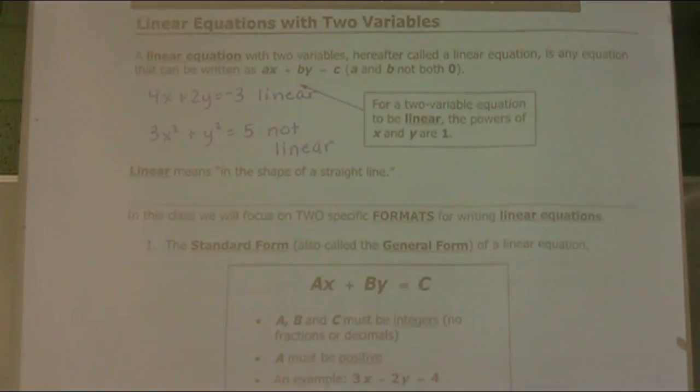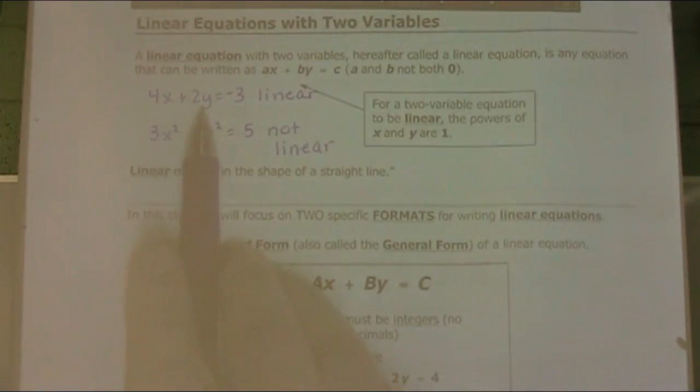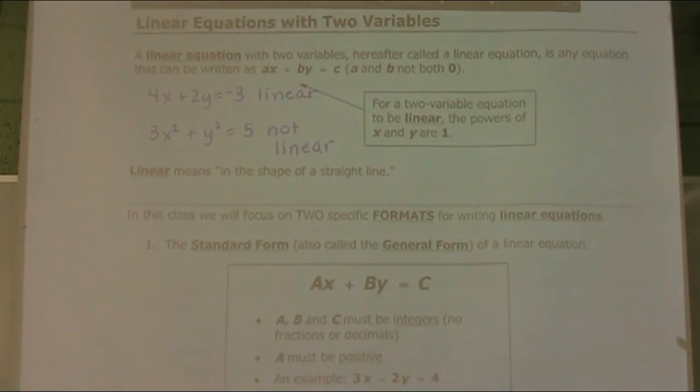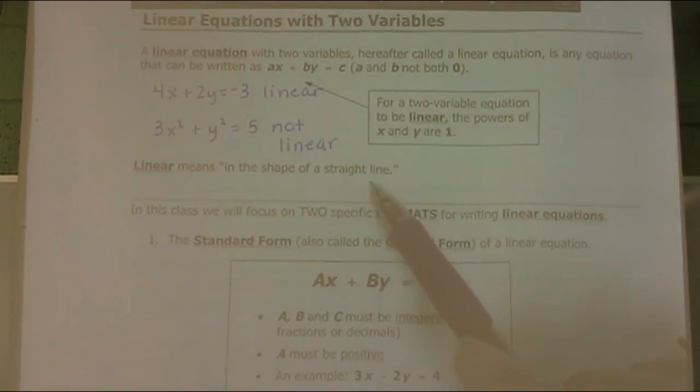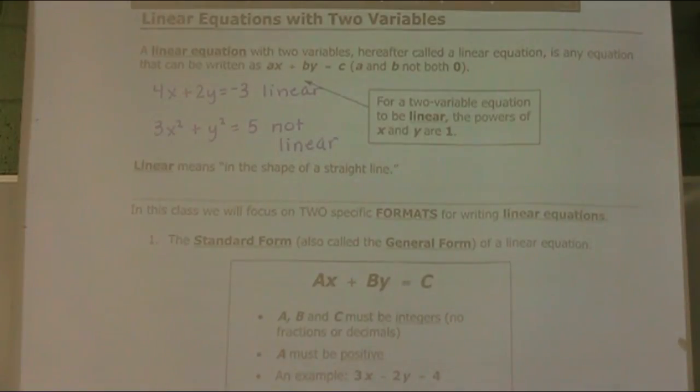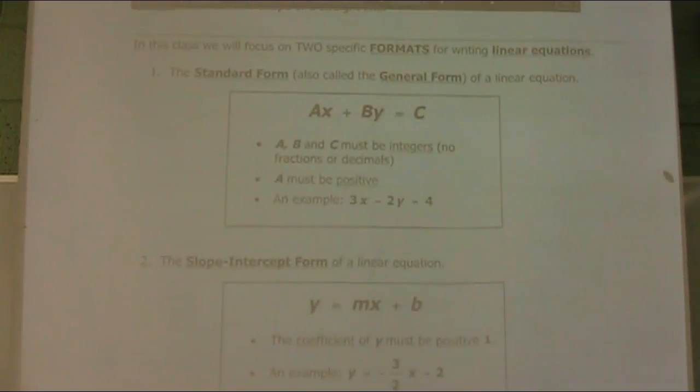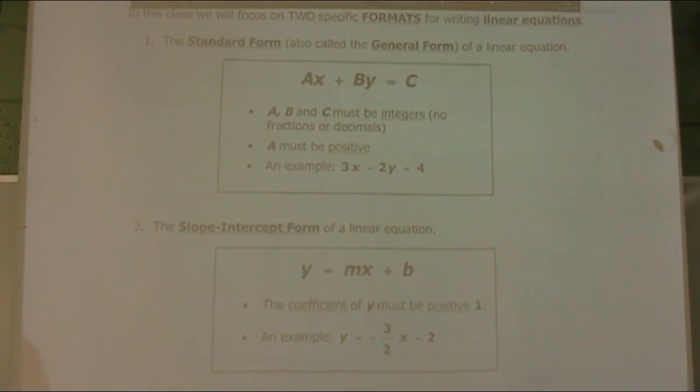Now, we can write our x term, our y term, and our constant term in a variety of orders, and it is still a linear equation with two variables. So here's what we have at the bottom. We've got two different forms. We're going to go through both of them. And remember, linear means a straight line. So at the bottom of the page, we have these two formats for writing linear equations.